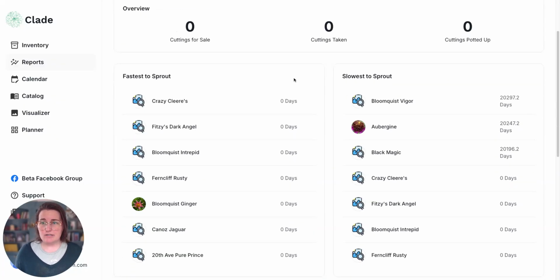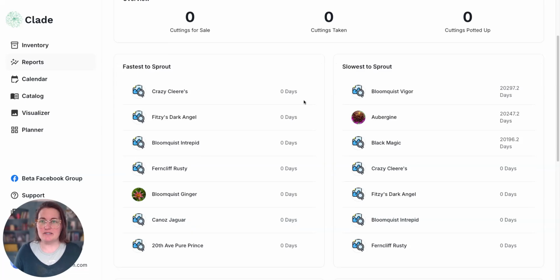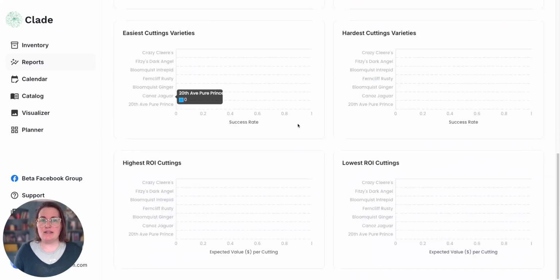We also track speed to sprout here because it's nice. If your tubers sprout really quickly, it's going to be easier to take cuttings than if they take months to sprout. And then we look at which ones you're getting the most success with, since some varieties are notoriously bad for doing cuttings from. And then the ROI is looking at how much you can sell a cutting for versus how many you can get and which ones are most worth your while.